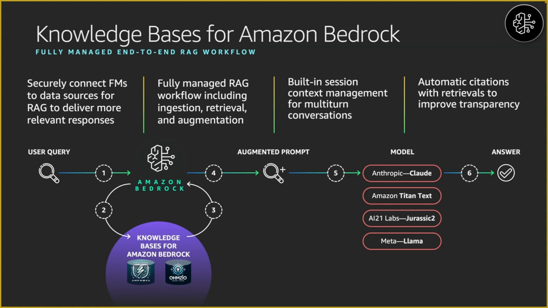the knowledge base, and then the user prompt is augmented with the additional context from the knowledge base. The prompt alongside the additional context is then sent to the model. We have the Anthropic Claude model, Amazon Titan text model, AI21 Labs, all foundational models. Once you send all the details to the foundational model, finally you get the response back from the foundational model. That's step number 6. So this is the end-to-end flow of how the knowledge base for Amazon Bedrock works.